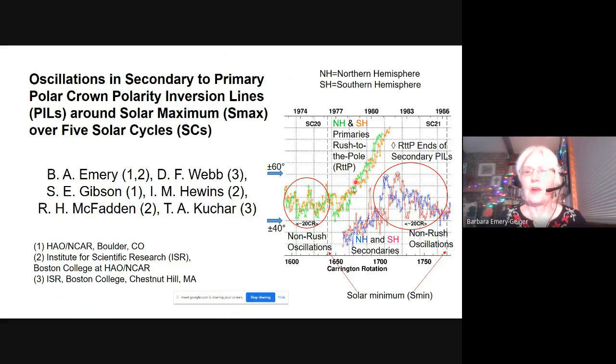Meanwhile, the secondary neutral lines, or polarity inversion lines, are coming up about 15 degrees lower in latitude, and they come to their own peak at the end of the rush to the pole. And then what we see is this oscillation down toward the next solar minimum. And we see approximately a 20 Carrington rotation oscillation. And that's true both in solar cycle 21 and also in 20. So we'll be looking at that later.